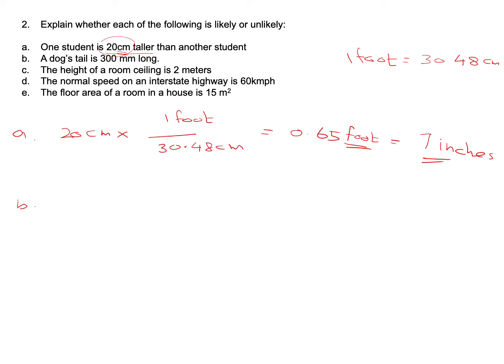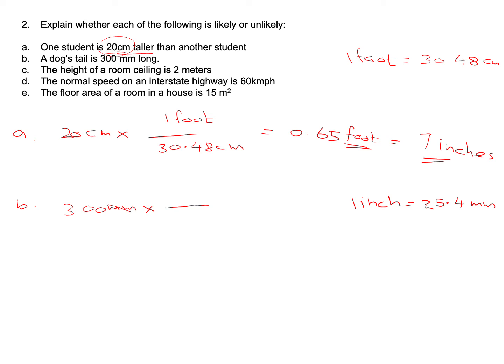A dog's tail is 300 millimeters long. Again, if you are not familiar with millimeters, the easy thing to do is to convert millimeters to a known quantity like inches. So in order to do that, you have to have the conversion. So let me write the conversion. 1 inch is 25.4 millimeters. So you can convert millimeters to inches using that conversion.